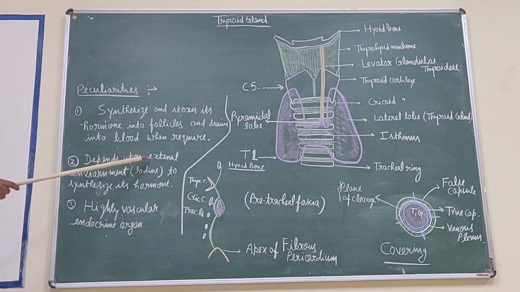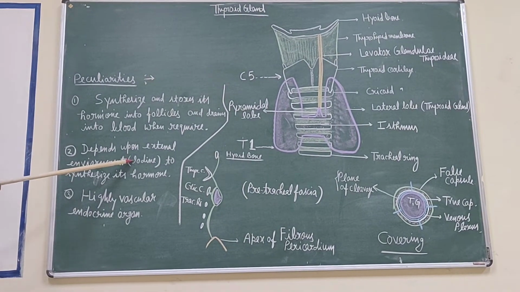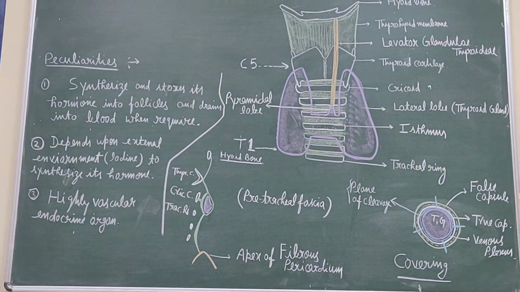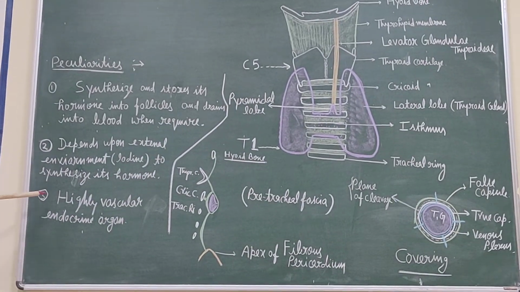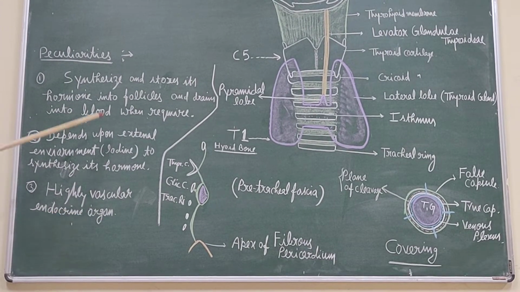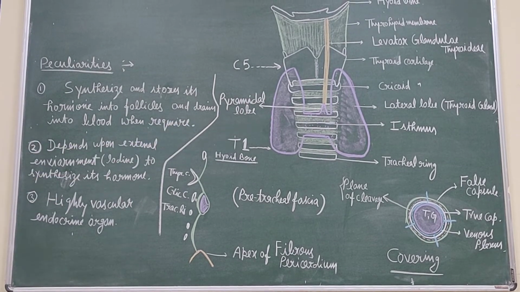There are other peculiarities. It depends upon the external environment, for example, iodine. It depends upon iodine to synthesize its hormone. And the last, it is a highly vascular endocrine organ. So these are the three peculiarities of this thyroid gland.